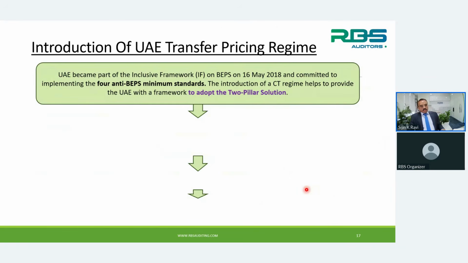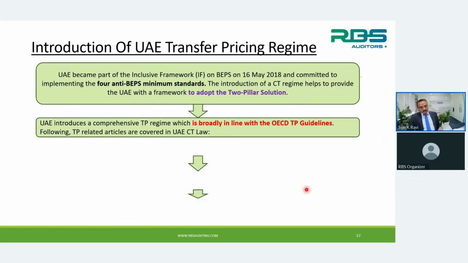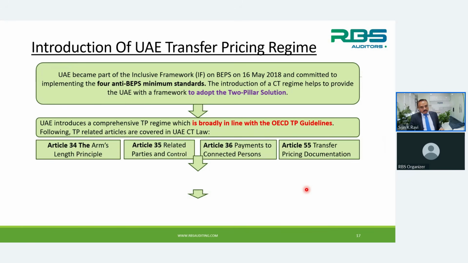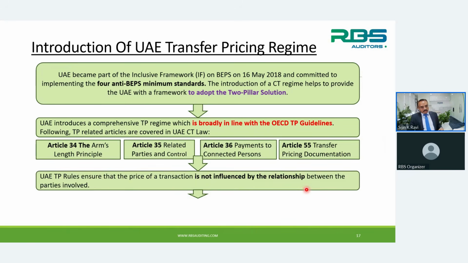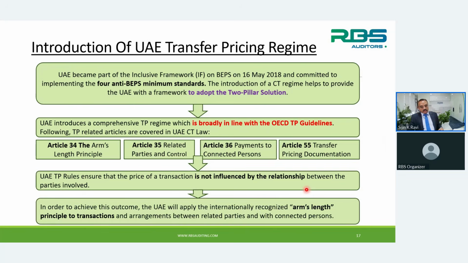If you see the introduction of UAE transfer pricing, based on the BEPS action plan, they have straight away adopted the 4 action plan. Based on that, Article 34, arm's length price, Article 35, related parties and control, Article 36, connected person, Article 55, transfer pricing documentation. So again, UAE introduced a comprehensive TP regime, which is broadly aligned with the OECD TP guidelines. So straight away, UAE has adopted the OECD TP guidelines.